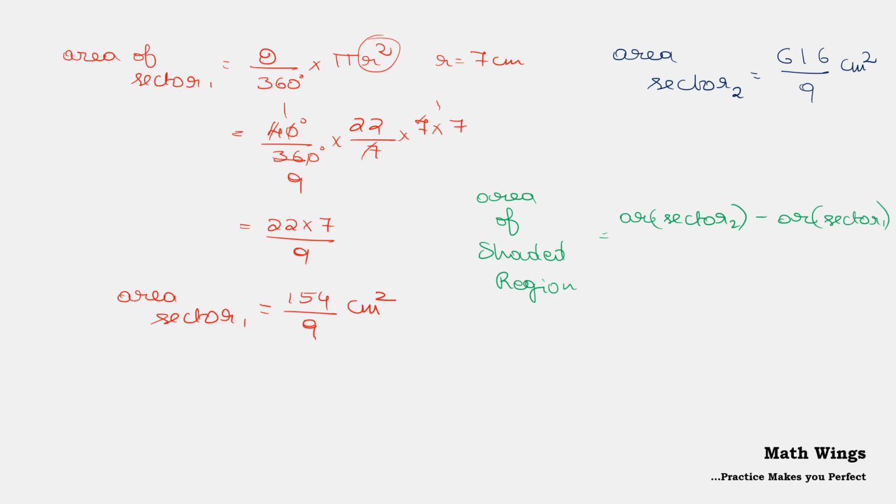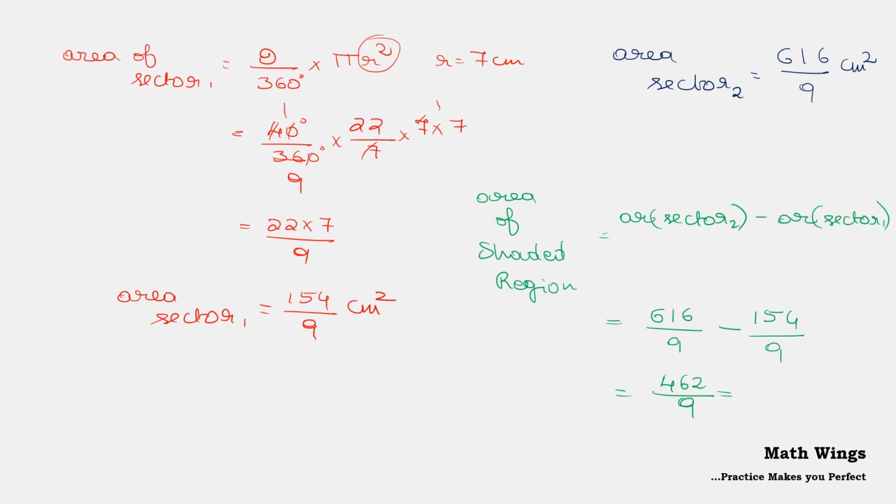So we can write area of sector 2 is 616 divided by 9 minus area of sector 1 is 154 by 9. That is equal to, in the denominator it is 9. When we subtract 616 and 154, what answer you will get? You will get the answer as 462 divided by 9.